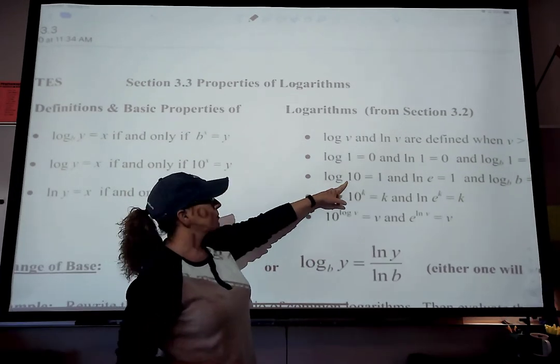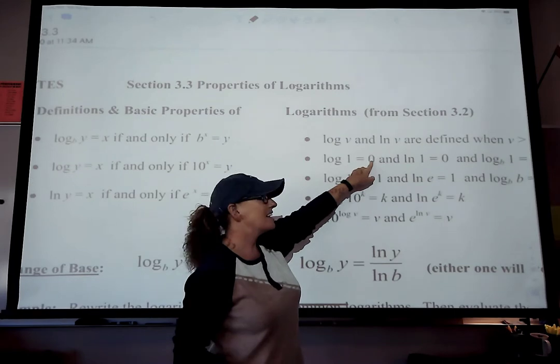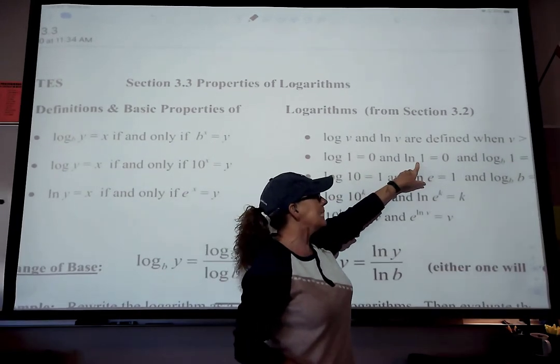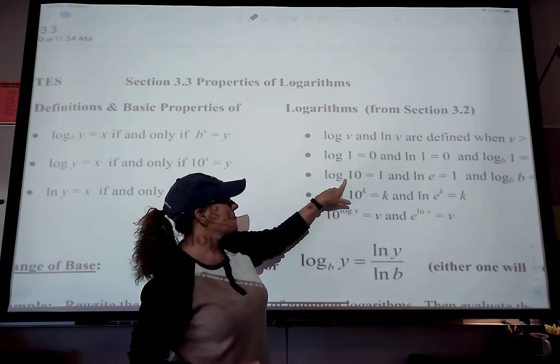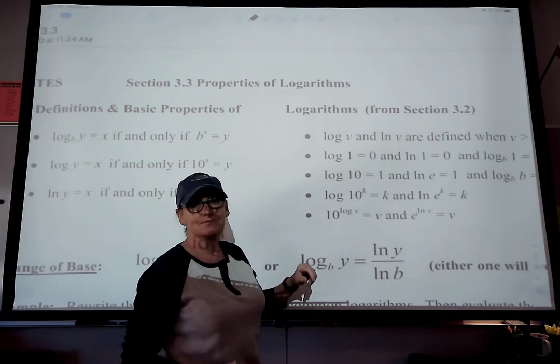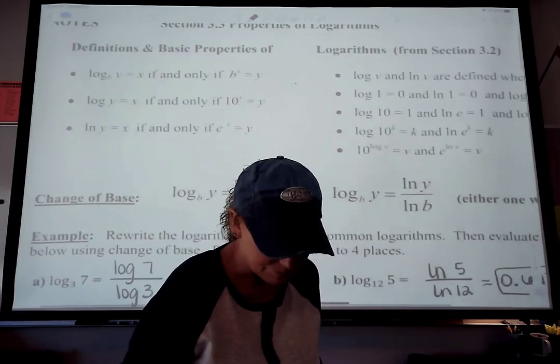These are just the properties that I've already talked about, like 10 to the what is 1. You know this. How about e? E to the what is 1. You know these. 10 to the what is 10. So I've been over all those properties. Let's jump right into change of base.